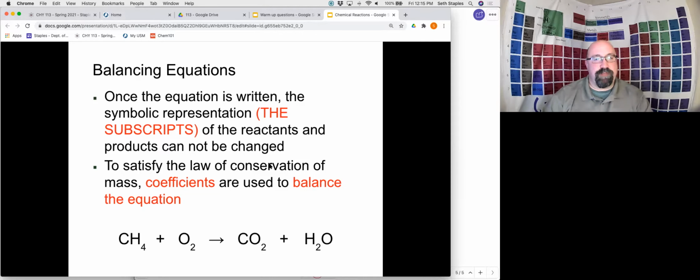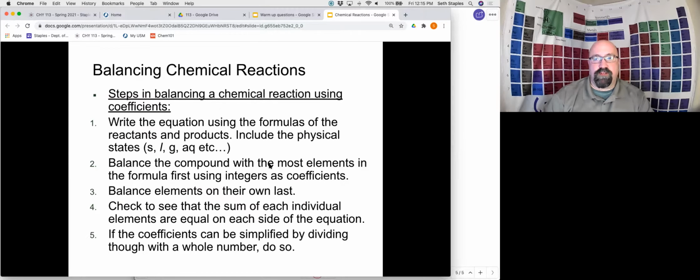And so here's an example like we had looked at earlier. Our CH4, our methane, plus our O2 react to form carbon dioxide and water. So let's look to see how we might balance that. Some of our rules as far as balancing chemical equations go, or some of the steps that you want to think about, is generally speaking, we're going to write out our entire equation, usually including the physical states.